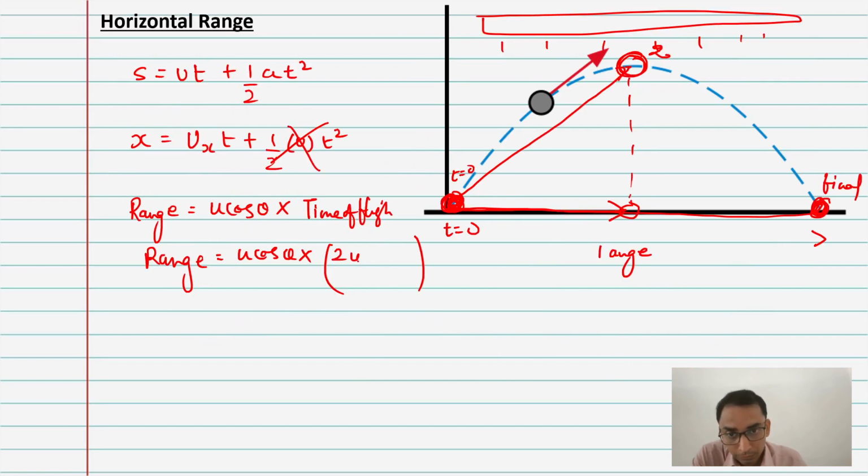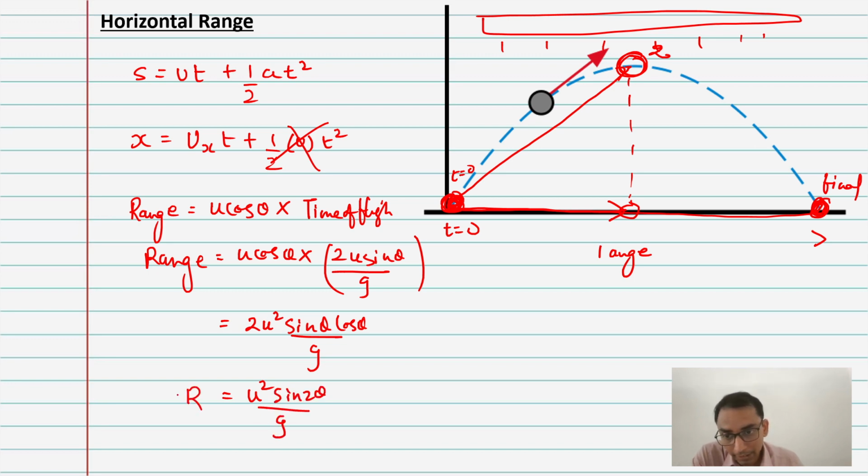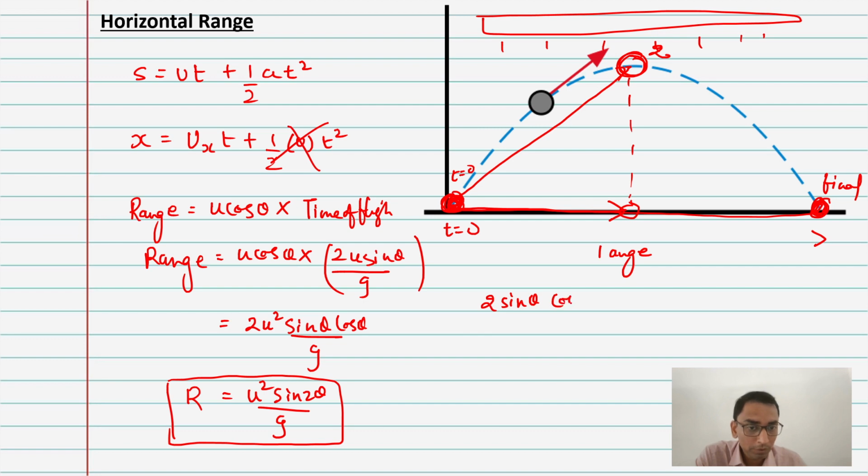So here u cos theta times 2u sine theta upon g is equal to 2u square sine theta cos theta upon g, which is equal to u square times 2 sine theta cos theta, that is sine 2 theta, by g. Please remember this identity if you are new to grade 11. So 2 sine theta cos theta is equal to sine of 2 theta. You might want to check this identity with the help of an easy example.